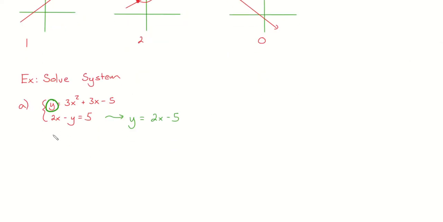Let's plug this in and just see where it takes us. So here we go. I now have 2x minus 5 is exactly equal to 3x squared plus 3x minus 5. And I will annotate here. All we have done is substituted.